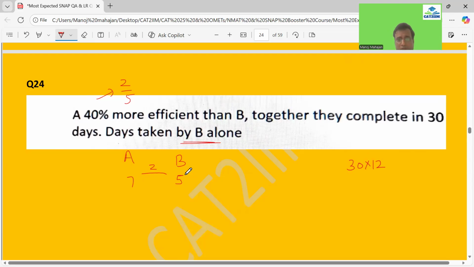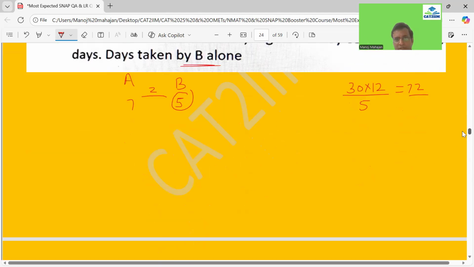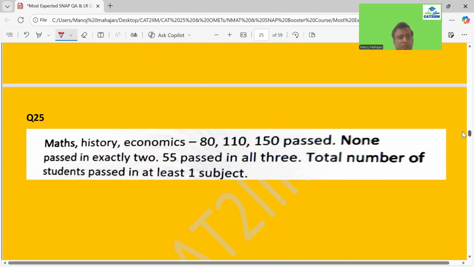So B is doing what? 5 units per day, which we have assumed, right? So let me divide this by 5. So what do I get? 72 days. If they would have asked you, okay, A ने कितने दिन में किया होता, I would have divided by 7, right? So easy one. Within a minute, of course, you can do it, right? Even less than 30 seconds.